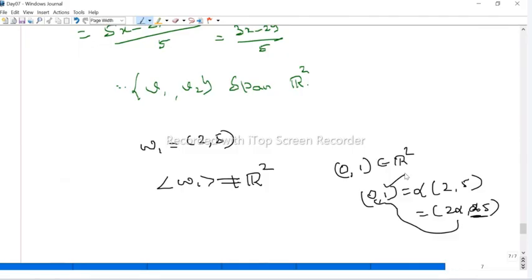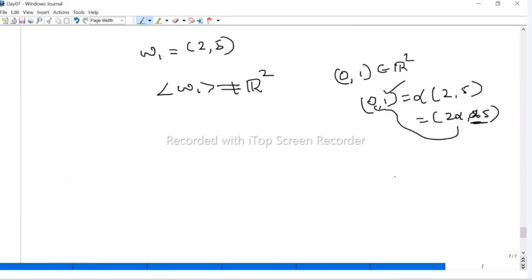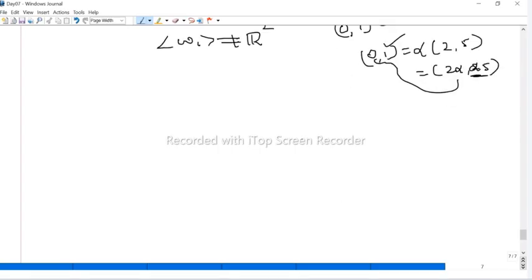Therefore at least you need 2 vectors to span R2. Even in R3, we need at least 3 vectors to span the entire space R3. In general, in Rn, you need at least n vectors to span Rn. Based on this, we define what a basis is. A basis should be a linearly independent set and should be a spanning set. That is a very important definition.